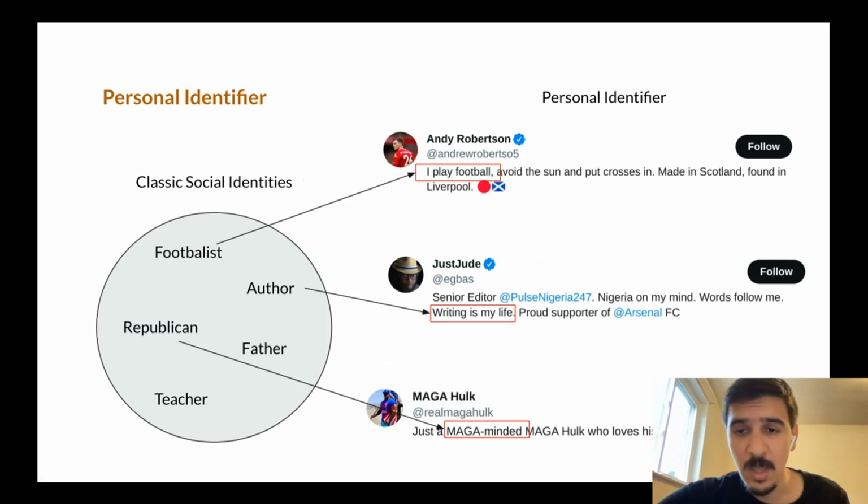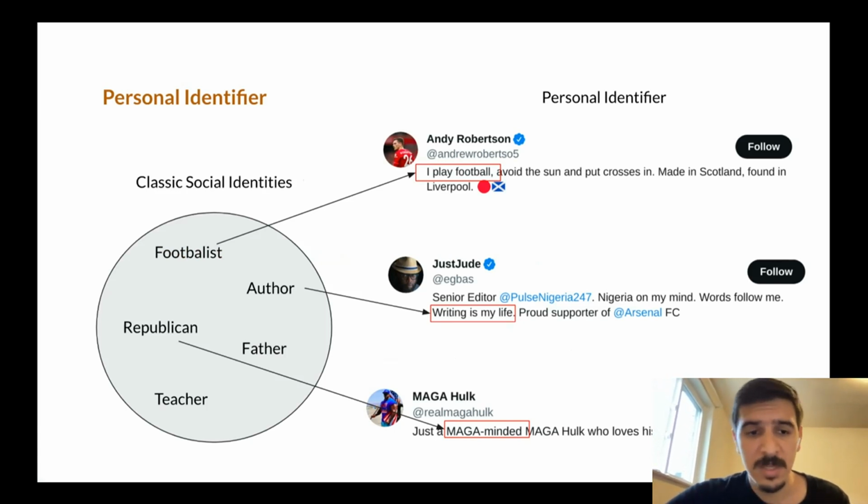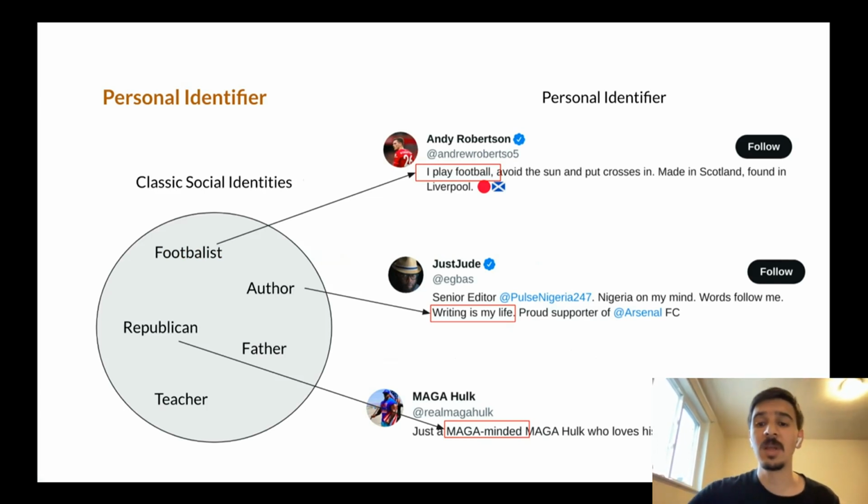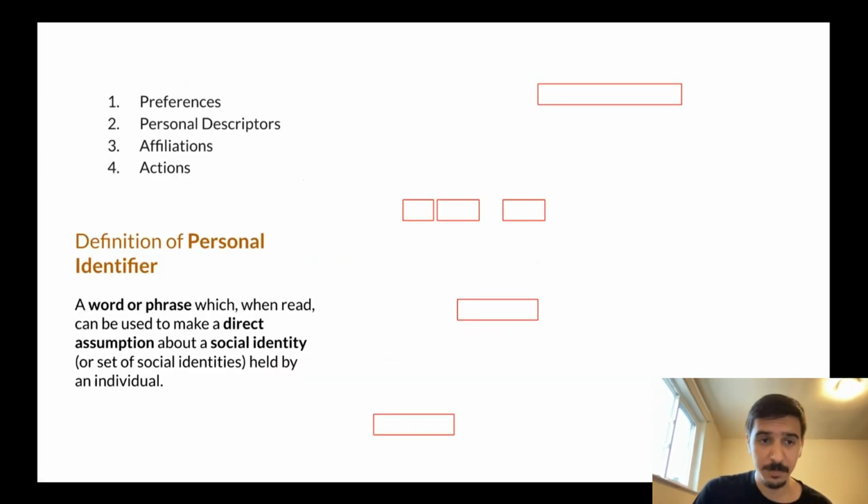For example, we know that Republican is an identity. But what about when a user says that he is MAGA-minded? This is not available in prior lists of identities, and it is also not aligned with the current definition of social identity. But still, it holds very important information which shows the political affiliation of the person.